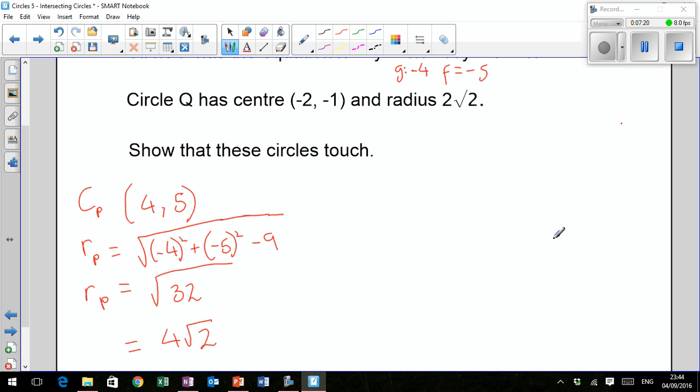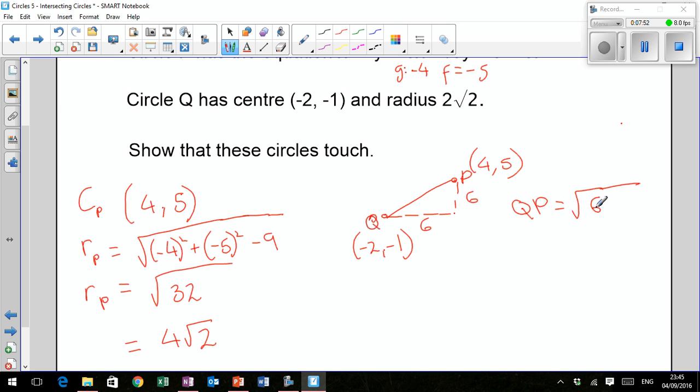Okay, now because you've got the centre of Q is -2, -1, and the centre of P is 4, 5, to calculate your distance between the centres, Q and P, -2 to 4 is 6, -1 to 5 is 6. So QP is root of 6 squared plus 6 squared, which is the square root of 72, which is 6 root 2.